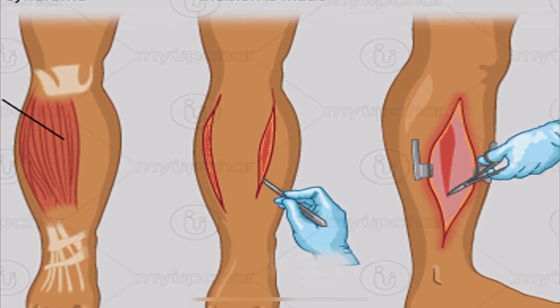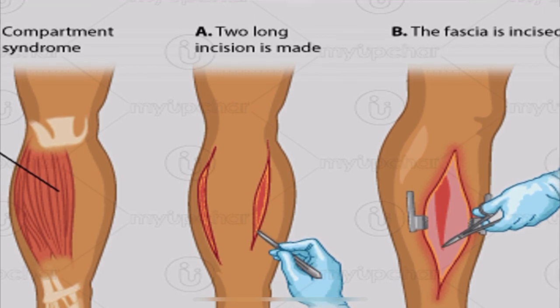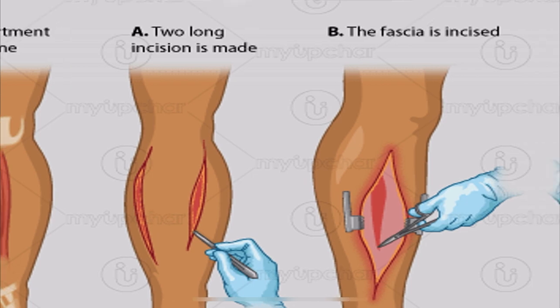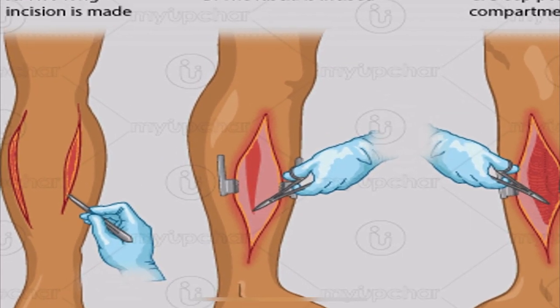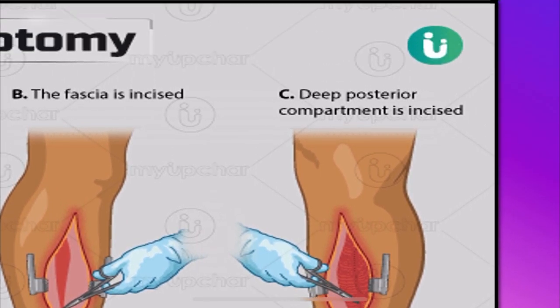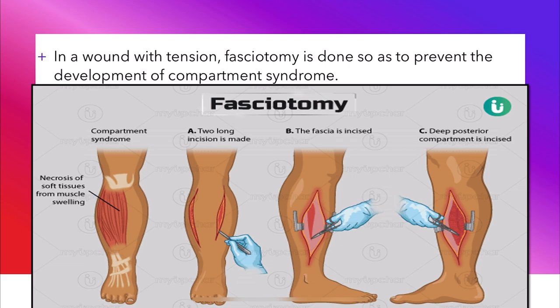So adjacent to the tibias, on both sides, you're giving two long incisions, and this will relieve the pressure in the muscle compartment. This is used to treat people with acute or chronic compartment syndrome. The fascia is incised. You're incising the fascia, and then the deep posterior compartment is inside, resulting in reduced tension.